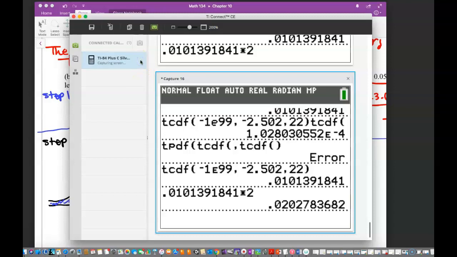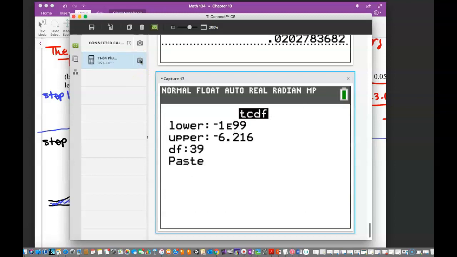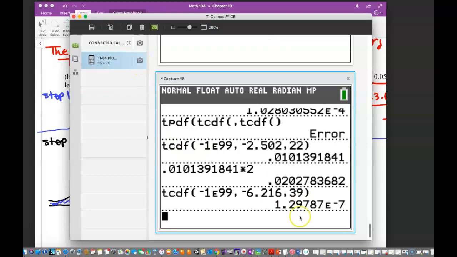Okay, as I said, it doesn't matter which tail you're working on, right tail or left tail. You can either enter this one or what I have in my notes. For lower, you can use negative infinity and upper negative 6.216, or for lower, positive 6.216 and for upper, positive infinity. Degrees of freedom is exactly the same. Okay, so this is the answer.